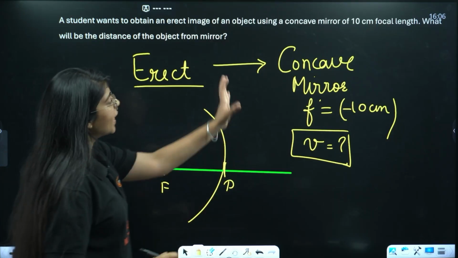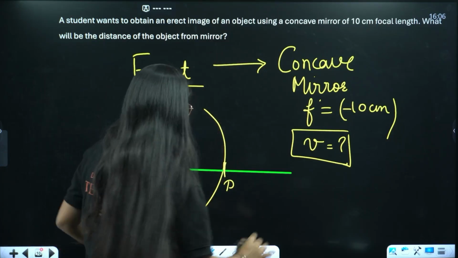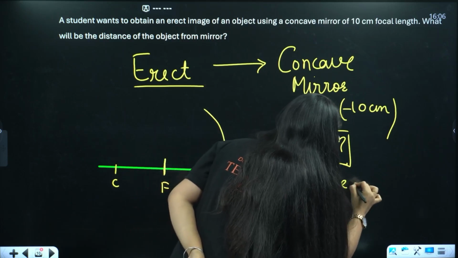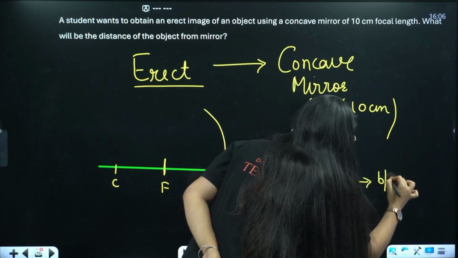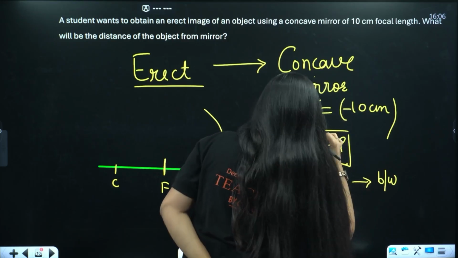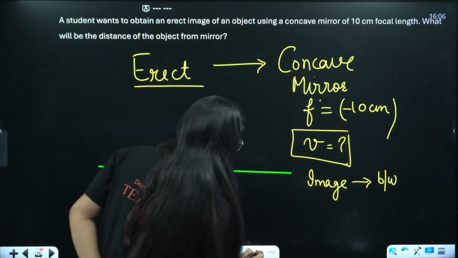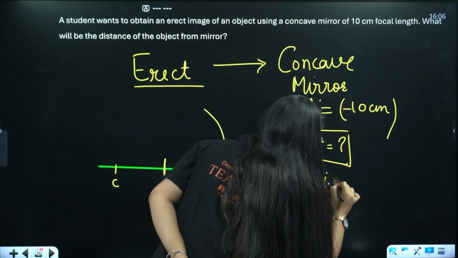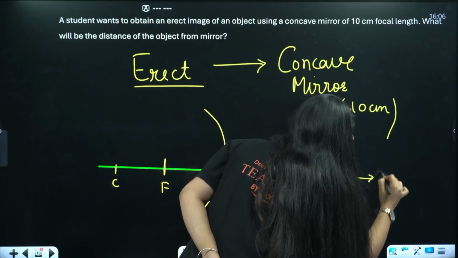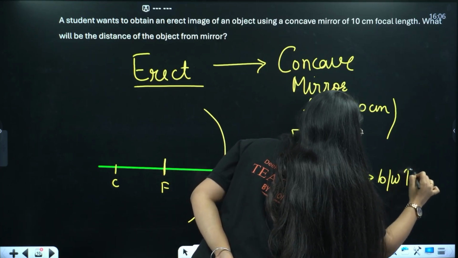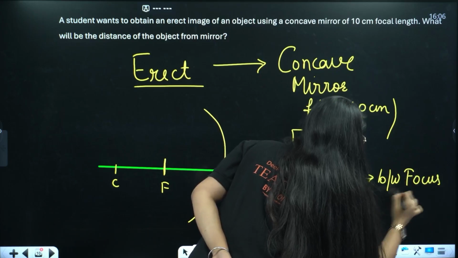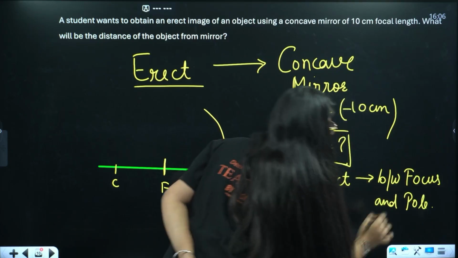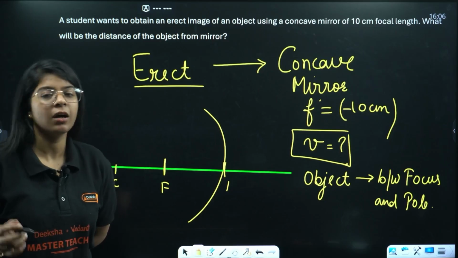So we can simply write the answer to this as: the object should be placed between focus and pole of the mirror. Correct? It should be placed between focus and pole of the mirror.